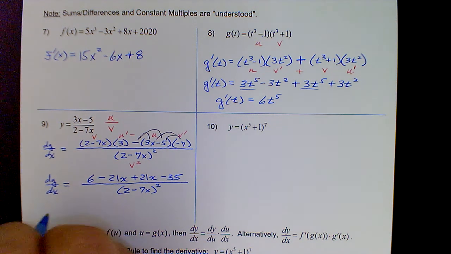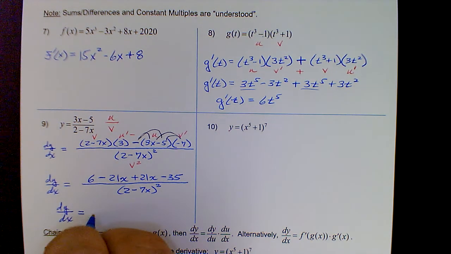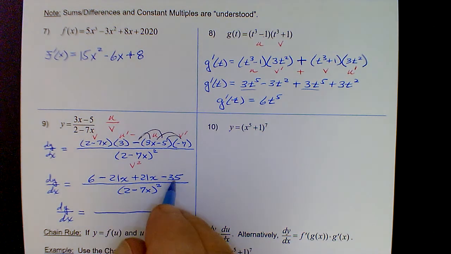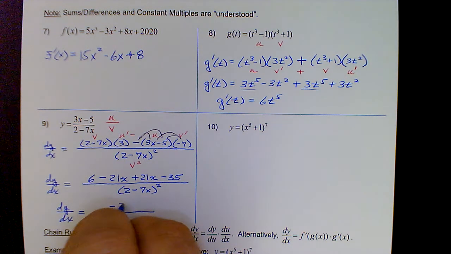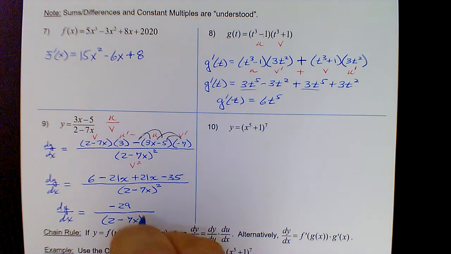Okay, and then combining like terms in the numerator, dy dx would be, looks like the 21x's are gone. 6 minus 35 is minus 29. And again, leave this 2 minus 7x that's being squared.